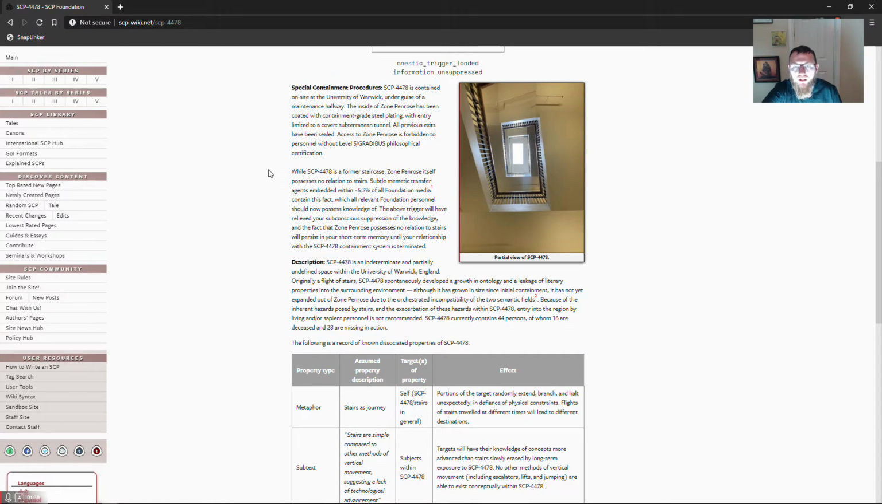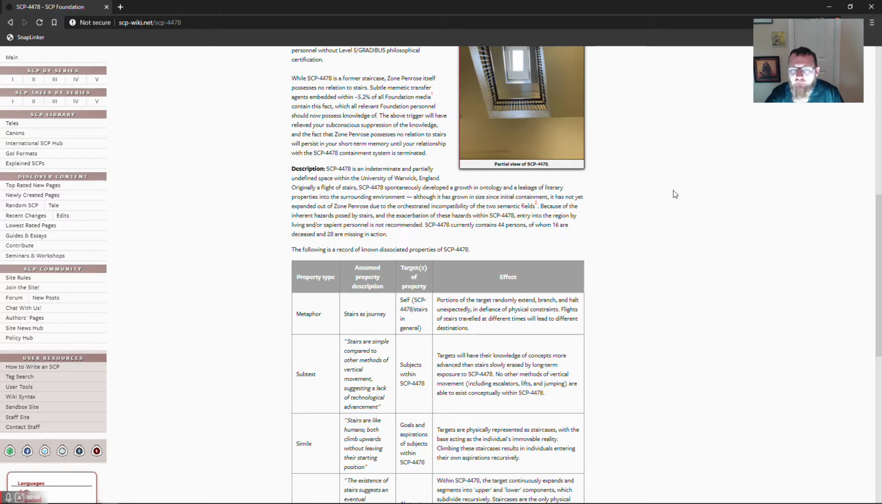While 4478 is a former staircase, Zone Penrose itself possesses no relation to stairs. Subtle mimetic transfer agents embedded within 5.2% of all Foundation media contain this fact, which all relevant Foundation personnel should now possess knowledge of. The above trigger will have relieved your subconscious suppression of the knowledge, and the fact that Zone Penrose possesses no relation to stairs will persist in your short-term memory until your relationship with the SCP-4478 containment system is terminated.